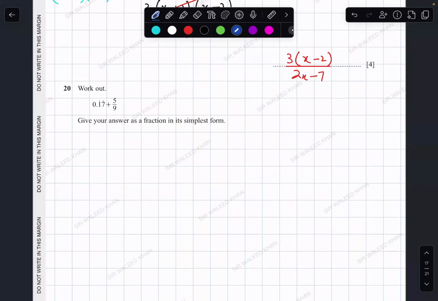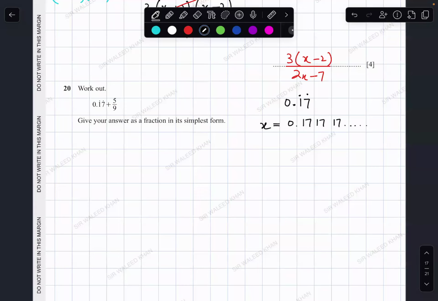Next, work out this one over here. So we have a recurring decimal and then we have a fraction. So first figure out the recurring decimal and then we can add on the fractions. So let's solve the recurring decimal over here. It's 0.17 recurring. This means 0.171717. This digit is going to keep on repeating. So let's say that is x.